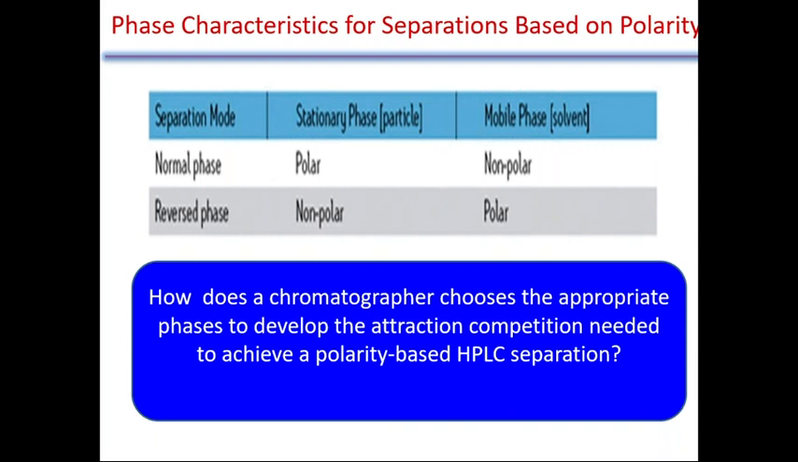Now we know the basis and the mechanism of separation by reverse phase and normal phase. But how does a chromatographer like you or me choose the appropriate phase, the stationary phase and the mobile phase, to achieve an HPLC separation? So there should be some means for us to know. We cannot do it just like throwing a dice by chance. There is a basis of separation.